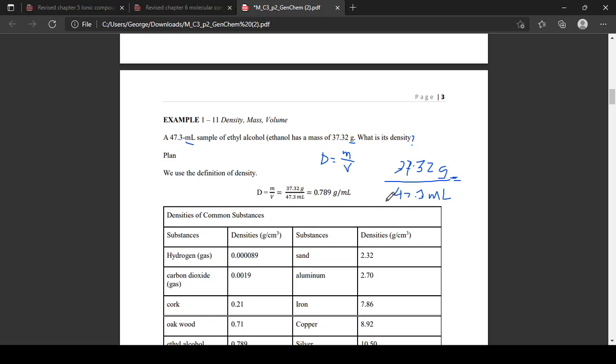Kids, so 37.32 divided by 47.3 is equal to 0.789. 0.789, or if you want, round it off to 2 decimal places, is simply 0.79. What about the unit, kids? Is there a similar unit to cancel? None. Therefore, since there is nothing similar, just copy the two units. And that will be your final answer.